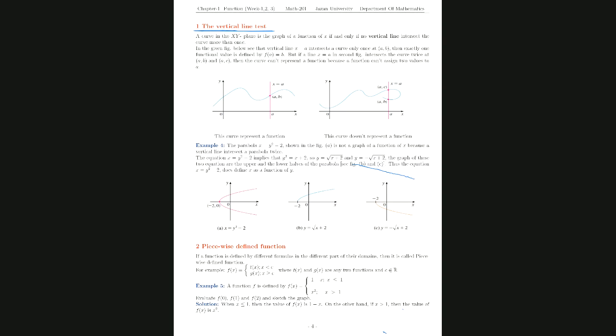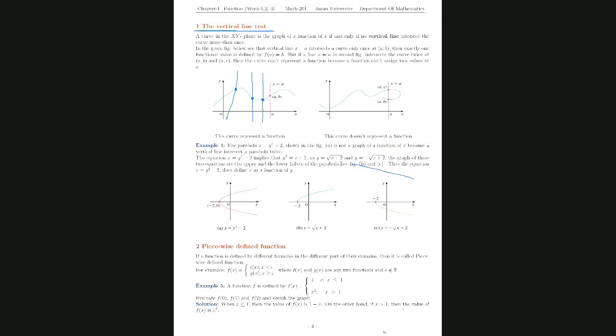Now look here. Here there is a graph. This is a vertical line, this line. This line cuts this graph at only one point. If I draw a vertical line here, this vertical line also cuts the graph at only one point.